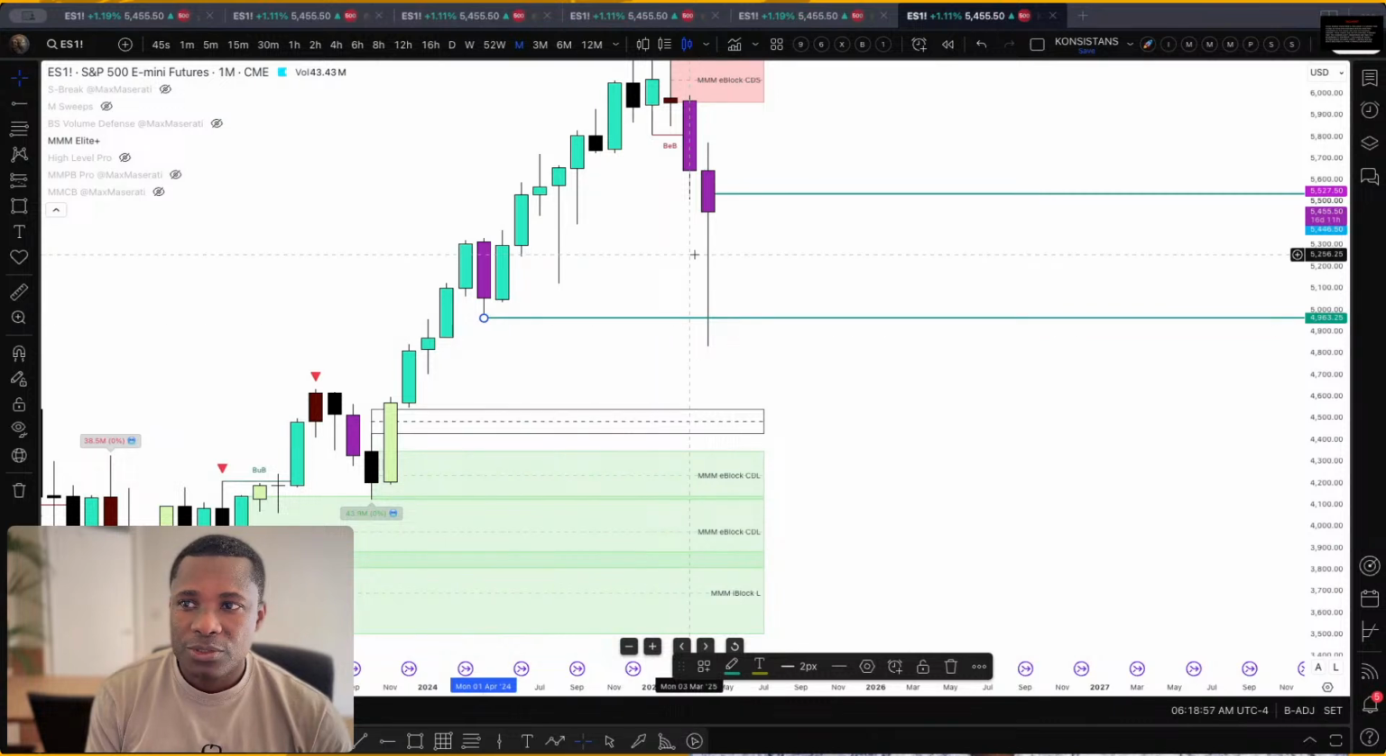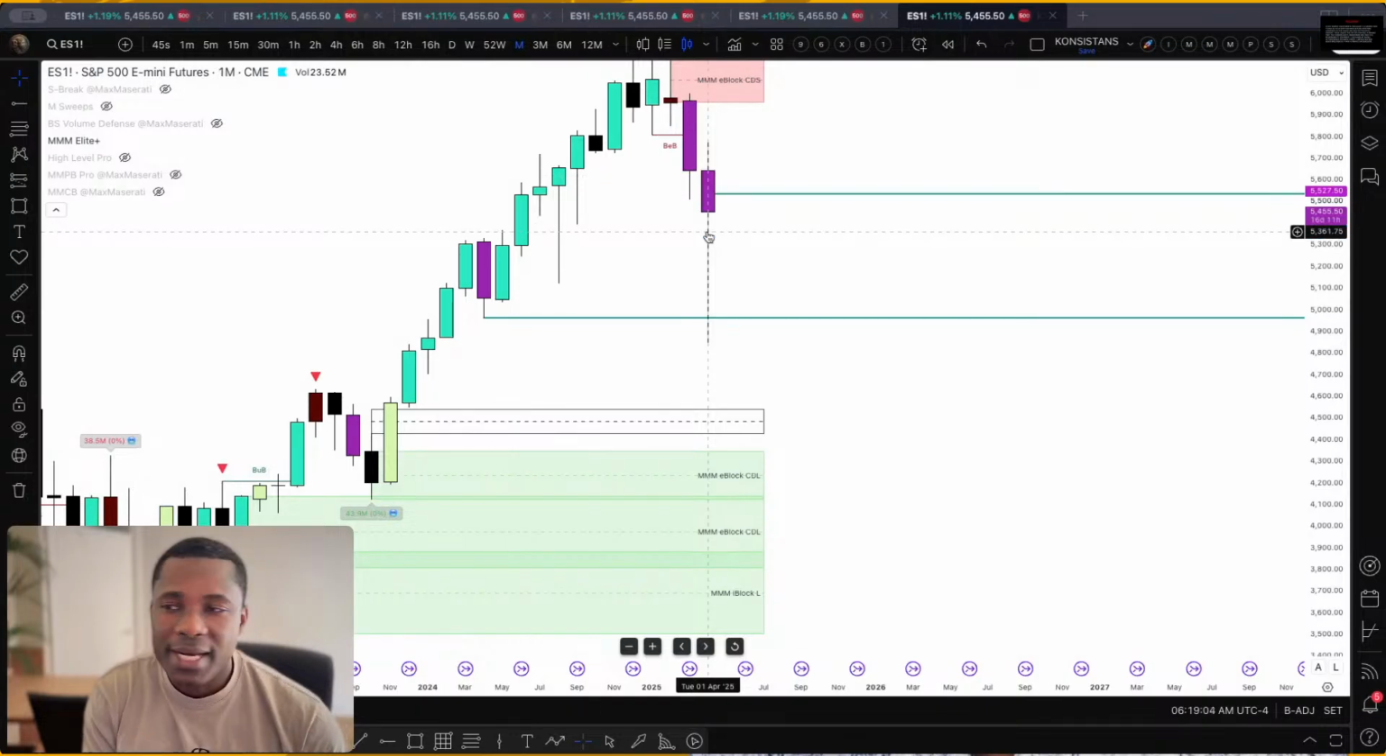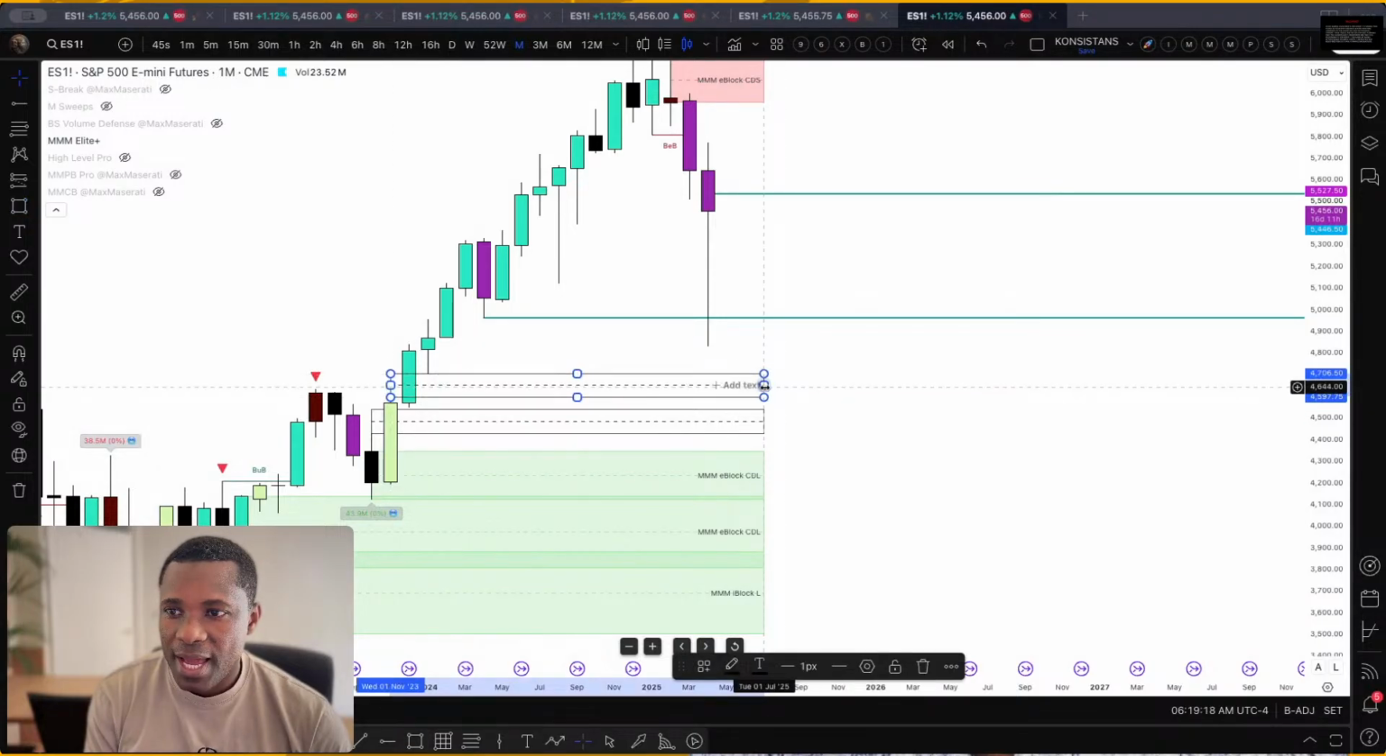So price came to the liquidity. Highly likely we might see this price close with a bearish body close for this month. If it closes with a bearish body close for this month, we highly likely see price keep going inside of this unfair pricing gap to fill it out. So this is a high expectation.